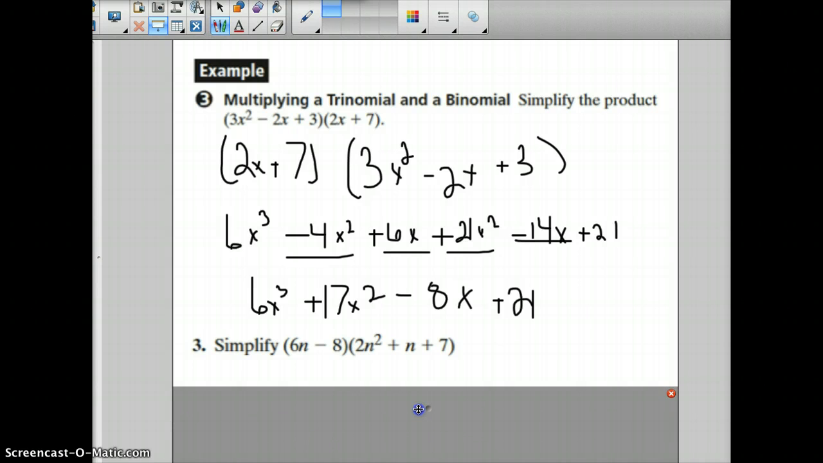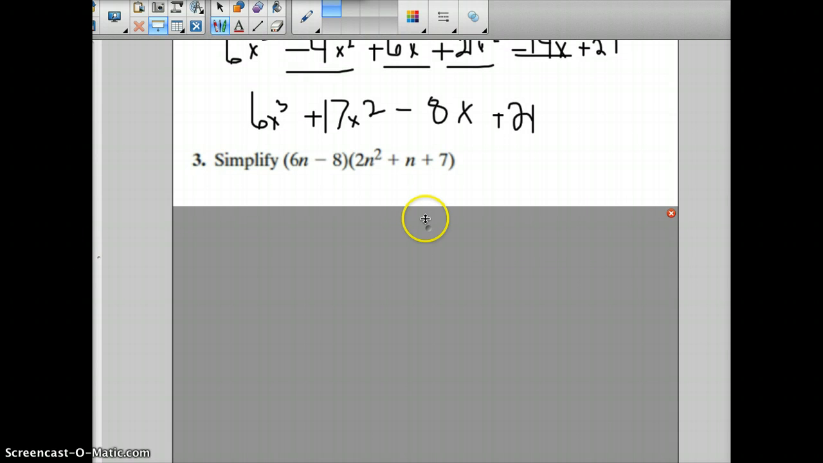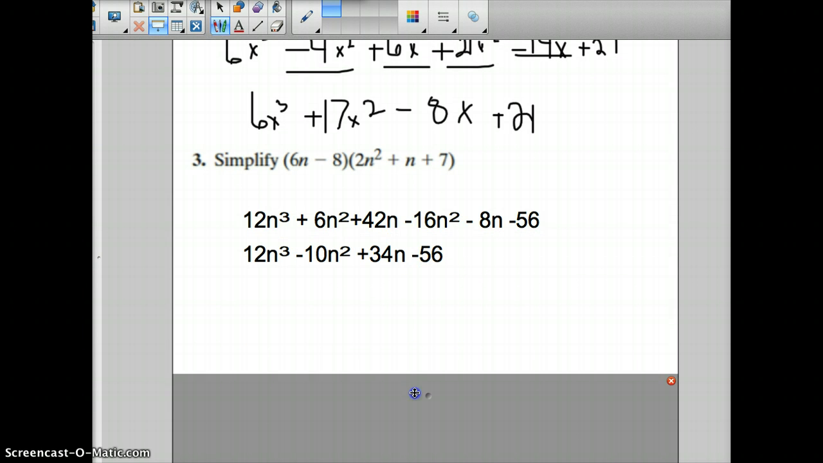Go ahead and try the next quick check example, and when you're ready, check your work. The resulting answer is 12n to the third minus 10n squared plus 34n minus 56.